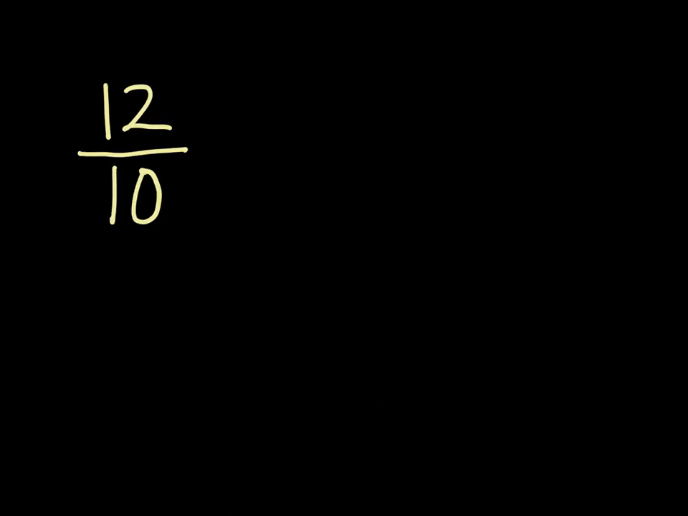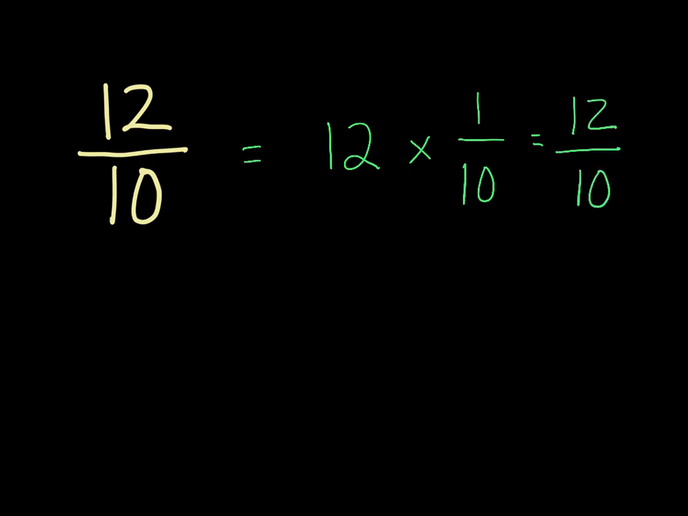Okay, now we have 12/10. And 12/10, we would show 12 times the unit fraction of 1/10. We multiply 12 and 1, and we get 12, and the denominator stays the same, 12/10.